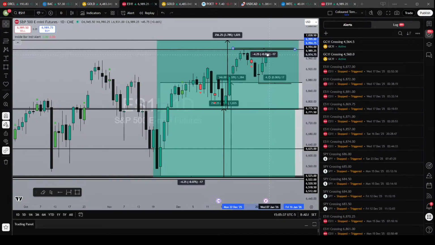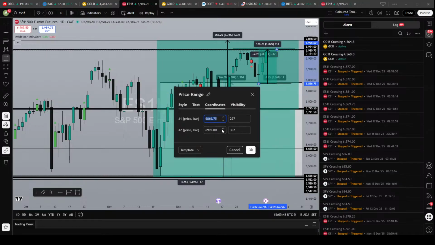Sorry if I'm going too fast, this is recorded if you need to go back and rewatch. I was thinking, if this is 128 points off these lows, then maybe we want to break at least 4.25 above this, okay?